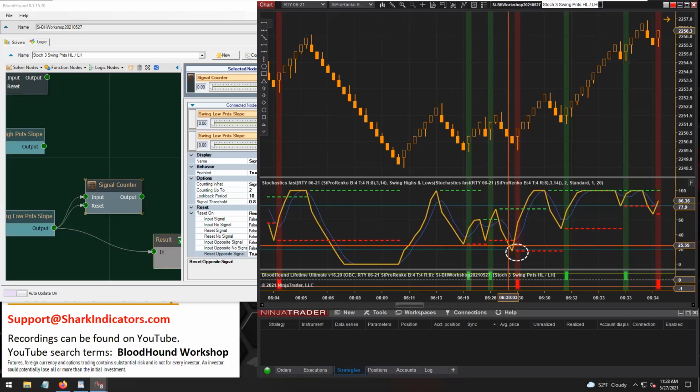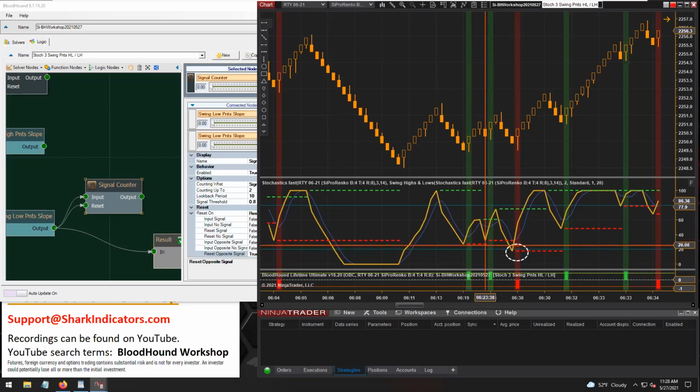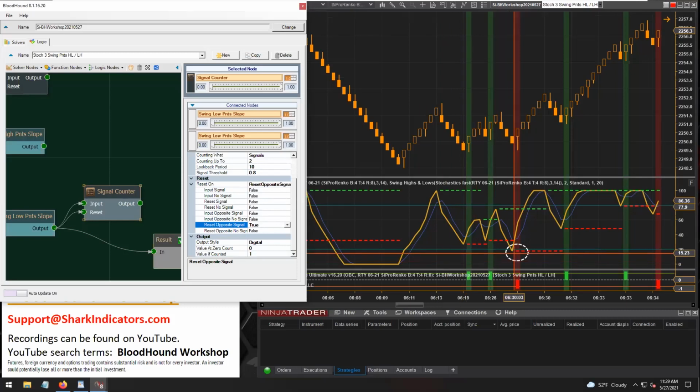And then if there's a lower low, which is a short signal in between, this short signal here is opposite of these longs. So if we see this short going into the reset, then at the reset, if an opposite signal comes in, of course the short is opposite of the longs that we're counting. And so that short will reset the signal counter.